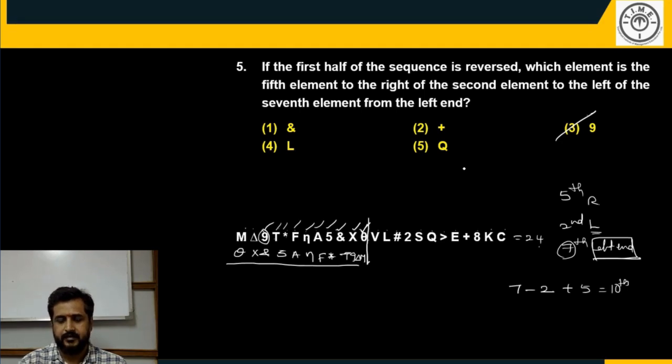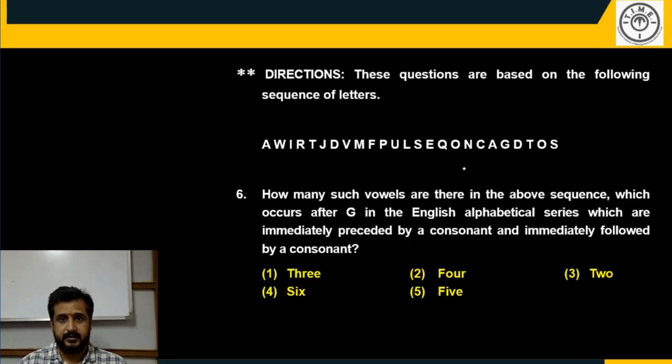Okay. Now move to the next question. Next set. Now we have been given only a letter sequence. And what is the question given? How many such vowels are there in the above sequence which occur after G in the English alphabetical series, which are immediately preceded by a consonant and immediately followed by a consonant?